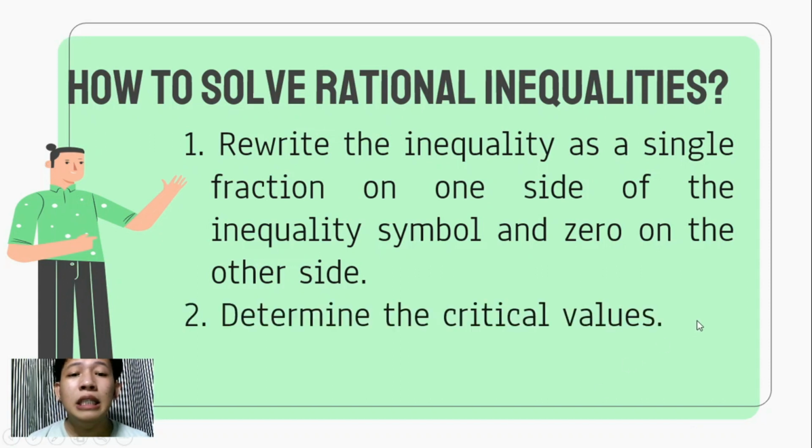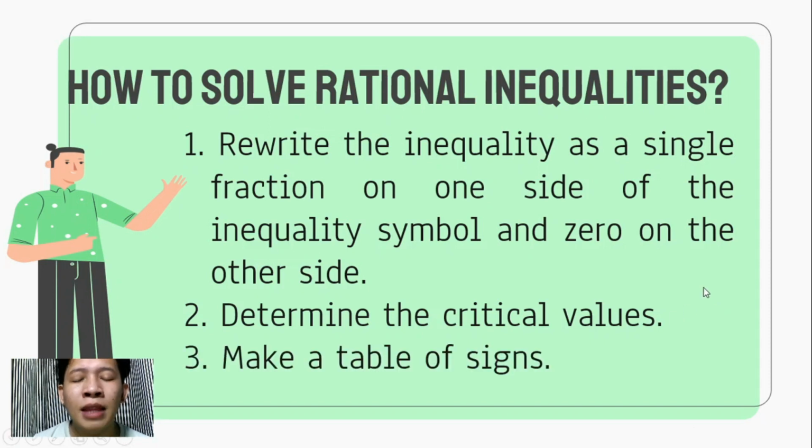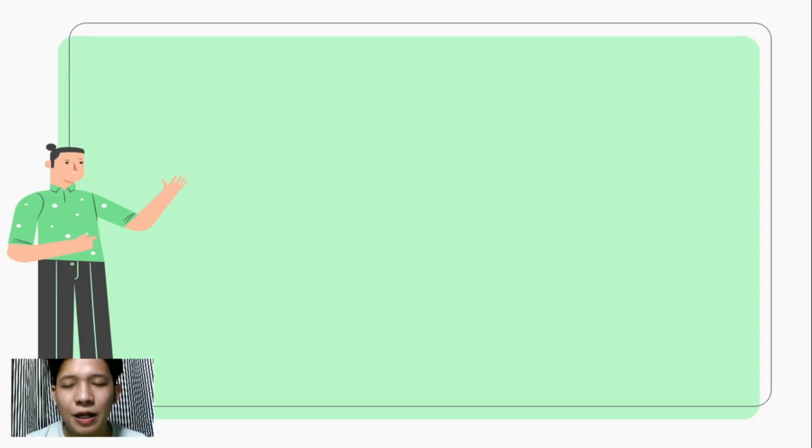Next is for us to determine the critical value. So yung critical values ay madidiscuss in detail as we go along with our examples. And then after determining our critical values and graphing it to our number line, we have to make our table of signs. So si table of sign yung pinaka-importanting bagay dito kay rational inequalities dahil ito yung nagbibigay sa atin ng sagot. Okay po? And we cannot proceed from one step to another unless na-complete na natin yung unang step. Okay po? And para mas maintindihan po nating mabuti, let us have an example.